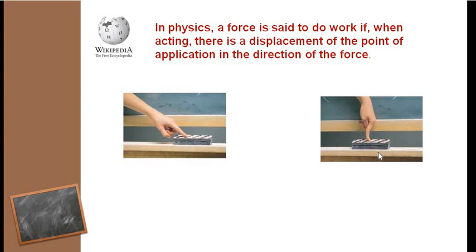If we want to summarize that, you can see here that the displacement is horizontal, while the force is vertical. So we can conclude that when the force is perpendicular to the displacement, there is no work, or the force doesn't do any work. So in the first example, we have work, while in the second one, we don't have work.